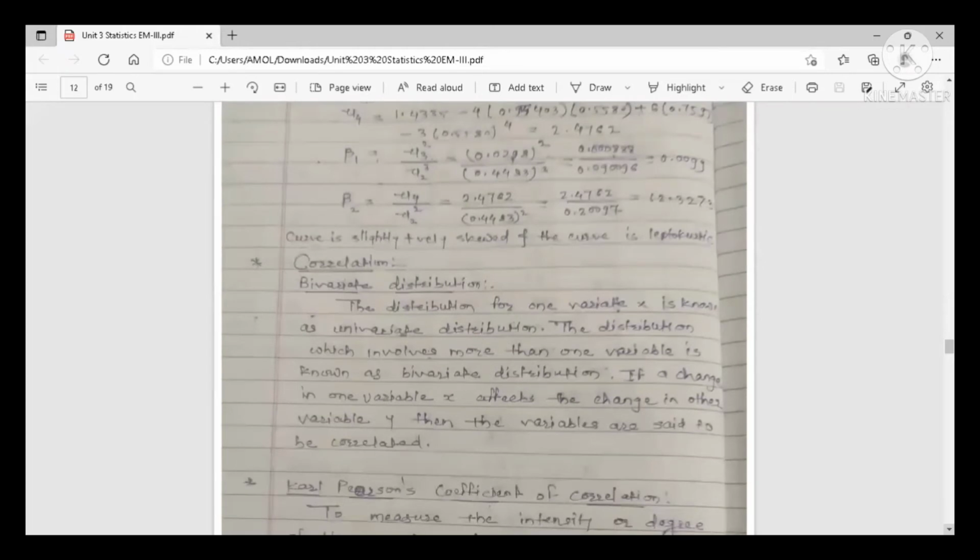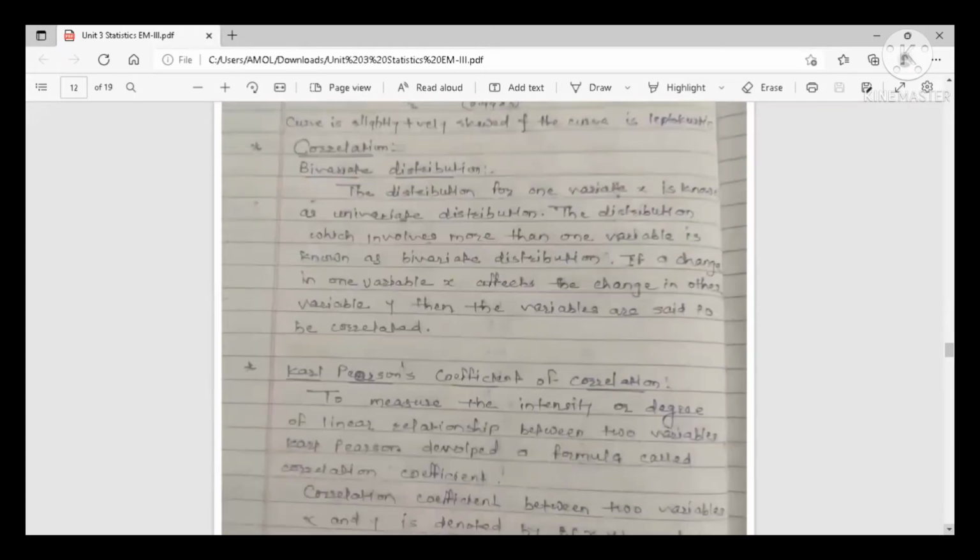Now the next topic is correlation. Now, what is correlation? Correlation, bivariate distribution. What is a bivariate distribution? The distribution for one variable x is known as univariate distribution, and the distribution which involves more than one variable is known as bivariate distribution. Bi means 2. There are 2 variables, suppose x and y. If the distribution involves 2 variables, then that type of distribution is bivariate.